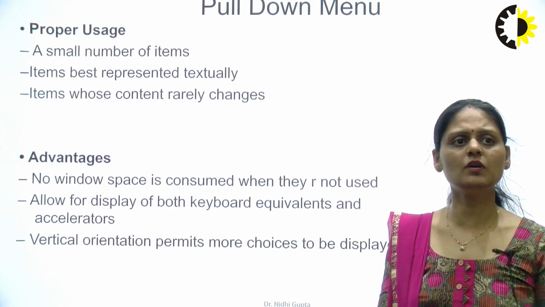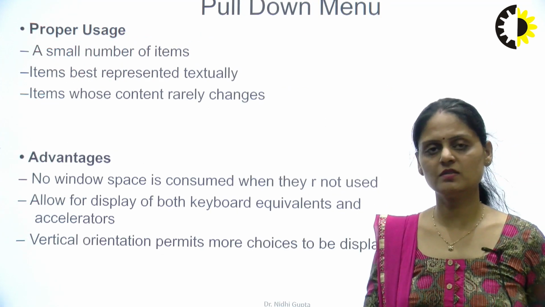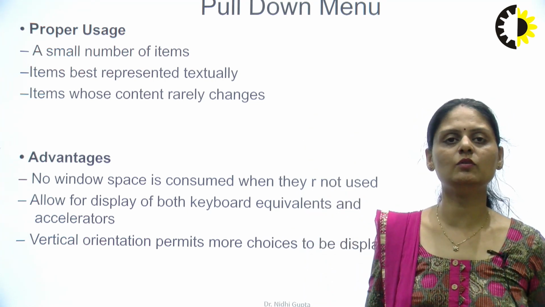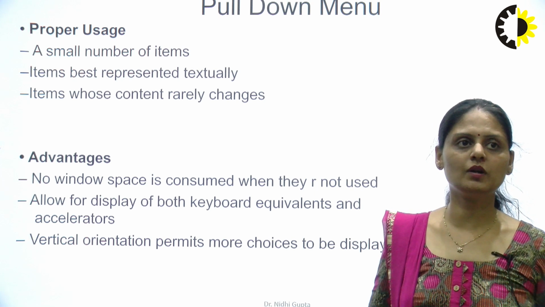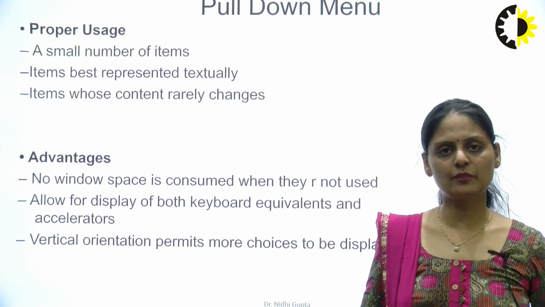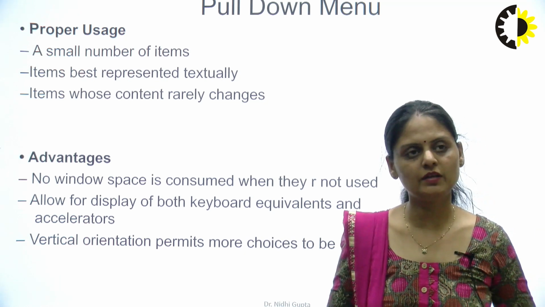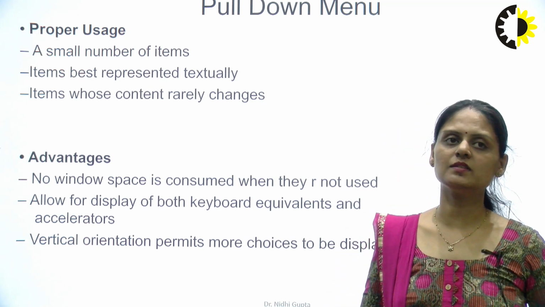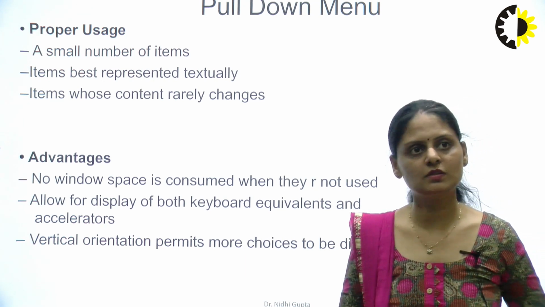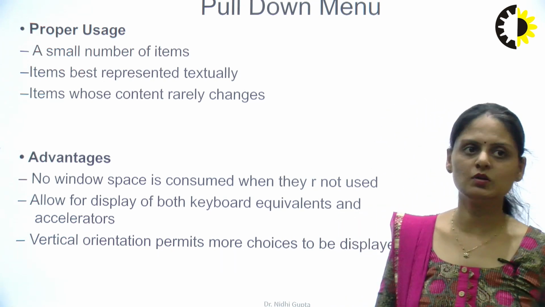The next is the pull down menu. As I have just said, pull down is when we click on the option and a menu appears. So that is called pull down. It is appropriate when there are a small number of items, items best represented textually, items whose content really changes. So this is the proper usage of these pull down menus.